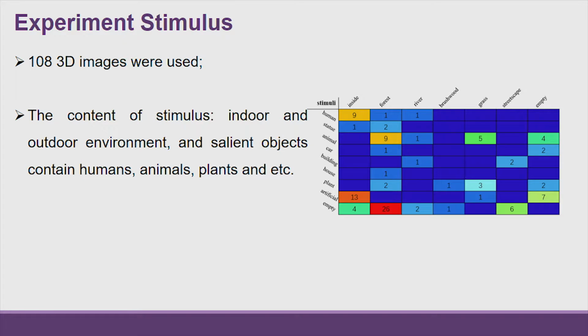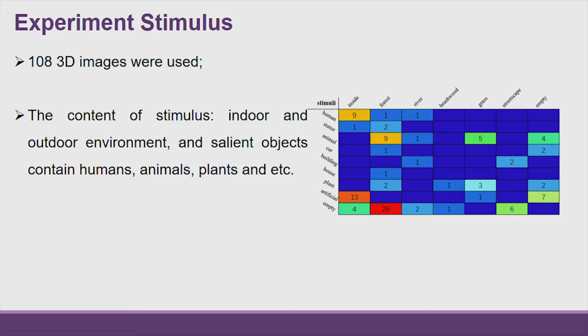So here I will introduce some details about our stimulus. Here we collect 108 3D images from the existing datasets and the 3D images website. The content of the stimulus includes indoor and outdoor environments, and the salient objects in the images contain humans, animals, plants, and others. In this figure, the value means the number of images in different tabs.